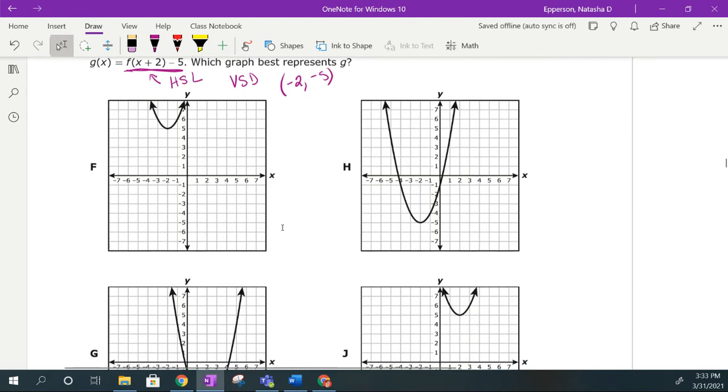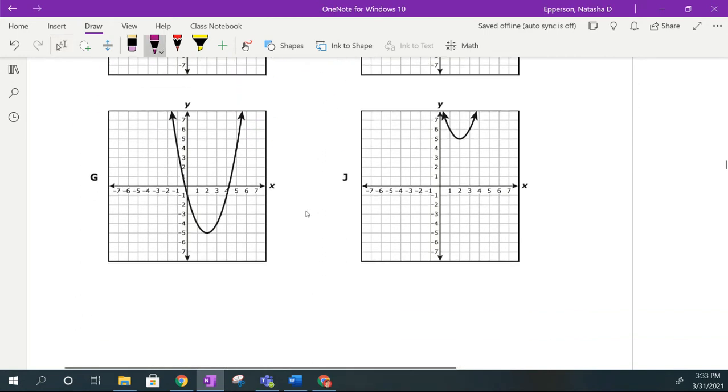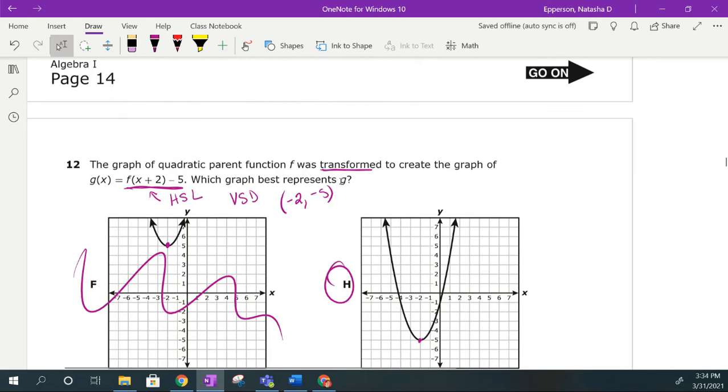So I want to look at which one of these matches. F has negative 2, positive 5, so that's out. H has negative 2, negative 5, that's it right there. Just to double check, G has positive 2, J has positive 2, so again, both of those are out. So that's how you're going to answer that question. It's that easy.